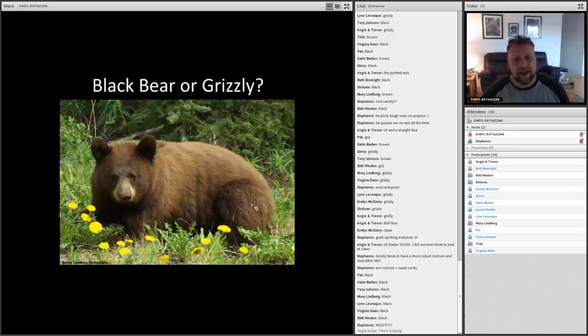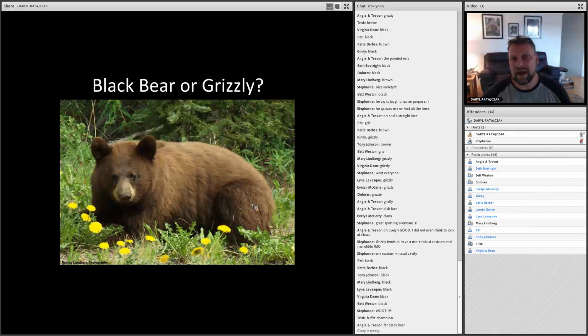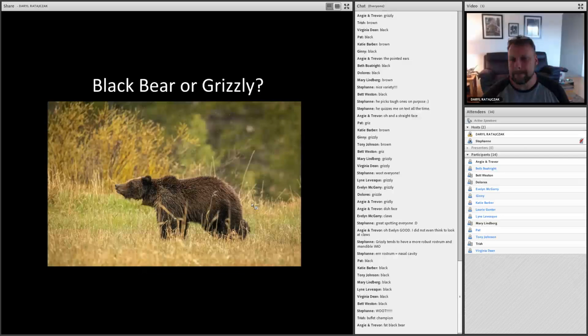Very good. Again, after so many, you start seeing a black bear face versus a grizzly face. This is definitely a black bear, a brown colored black bear.